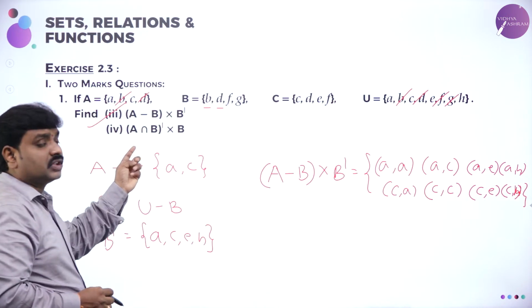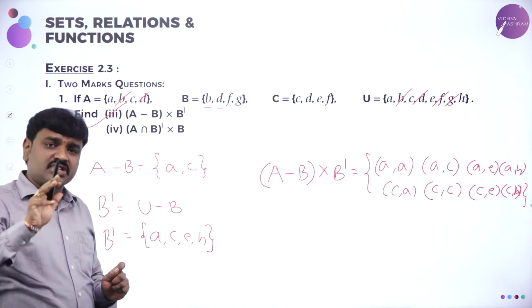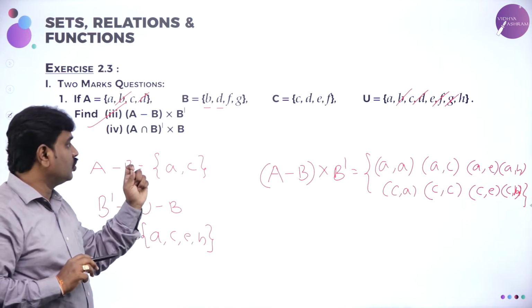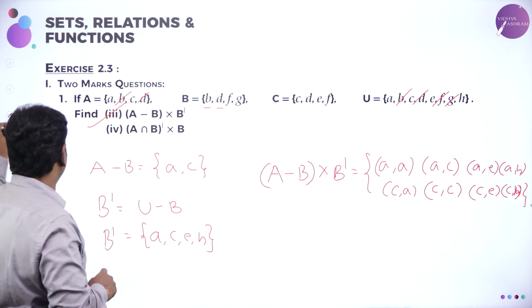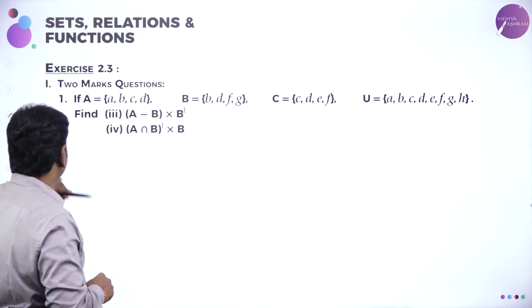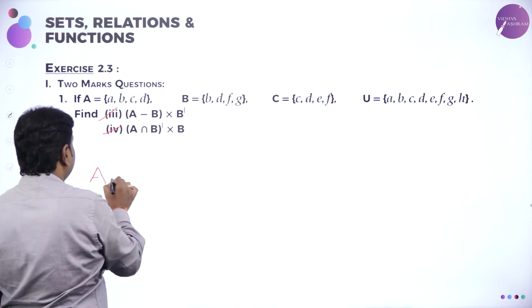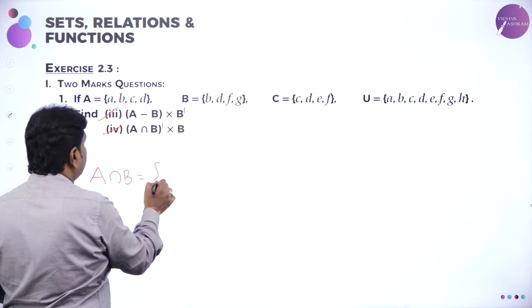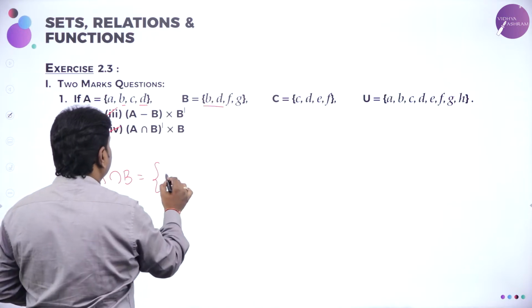Can't you do this? They want A intersection B dash. What is meant by A intersection B dash? First find A intersection B, then you do the complement. I hope all of you copied this or understood this. Now we'll go to the fourth one. So I've done this, now I'll go to this. A intersection B. What is A intersection B? Common elements of A and B. What are the common elements of A and B? B and D are common in both, B, D.